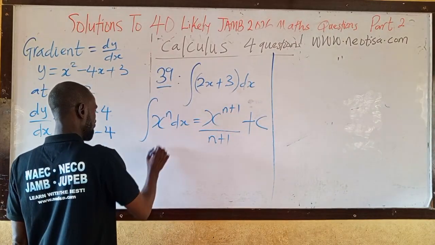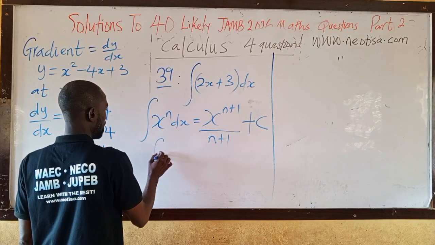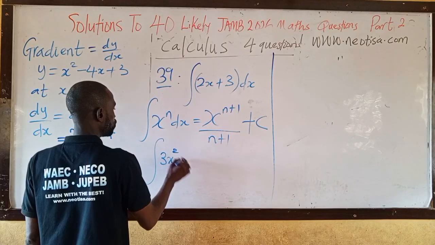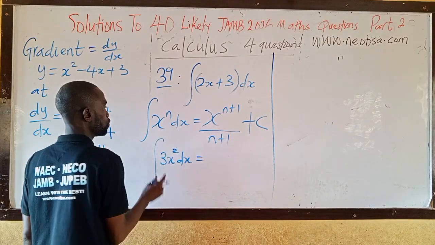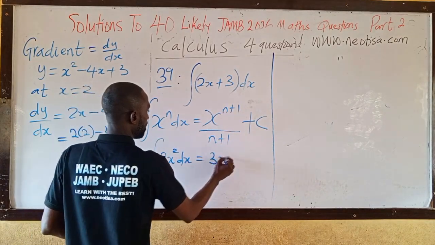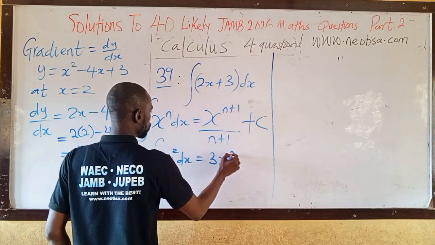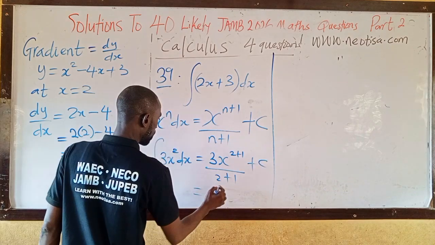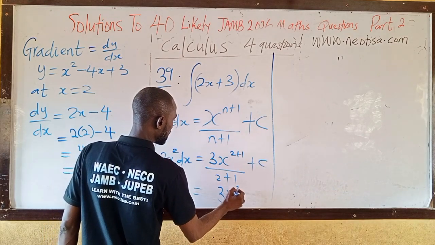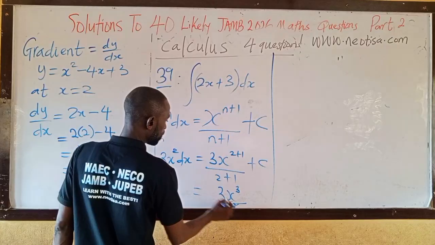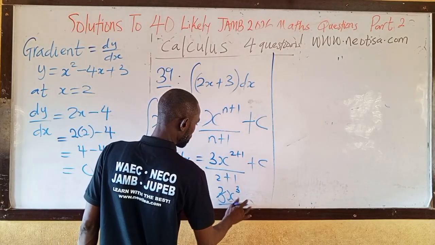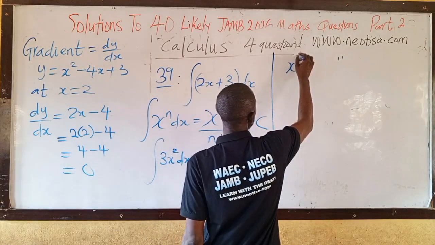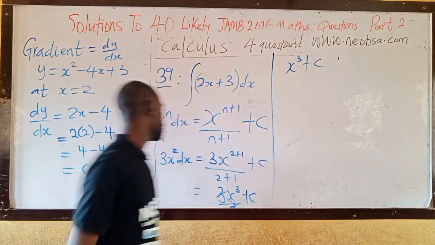So now to integrate 3x raised to power 2 dx will be equal to 3x raised to power 2 plus 1 all over 2 plus 1 plus c. So now, 3x raised to power 3 all over 3. 3 will cancel 3. Now, x cubed plus c. Is it clear?